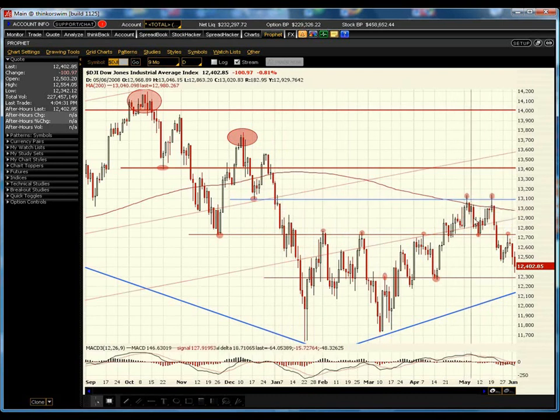At these points, it sold off significantly. At this point, it sold off even more significantly. So there's some resistance at this point. Now, here's something that's very interesting.